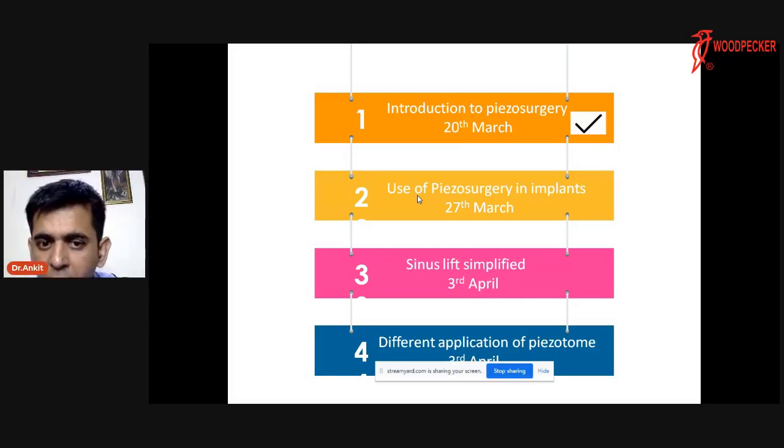In the coming lecture, on 3rd of April, we'll be discussing sinus lift simplified, how we can do the sinus surgery, the direct sinus lift or the indirect sinus lift, and how the piezotome helps in simplifying these complicated sinus lift surgeries. We'll be understanding and doing these things in the coming lecture on 3rd of April, right? And lastly, the different applications of piezotome, on the 10th of April, we'll be discussing that.